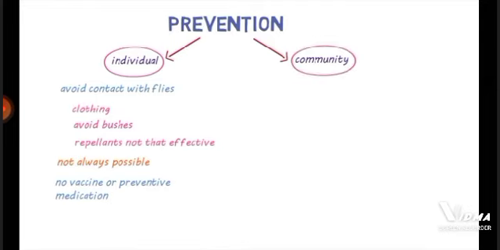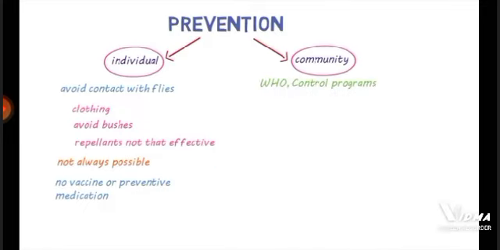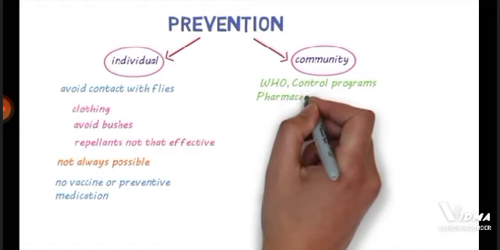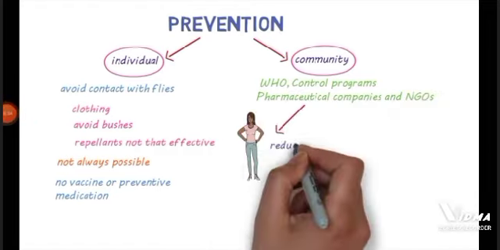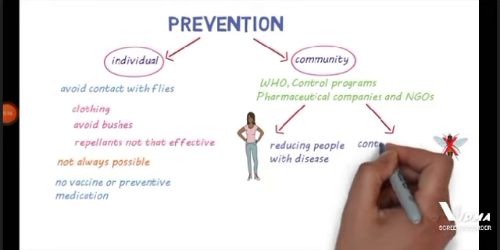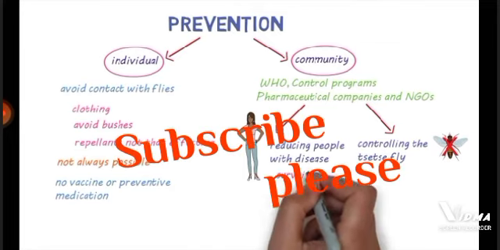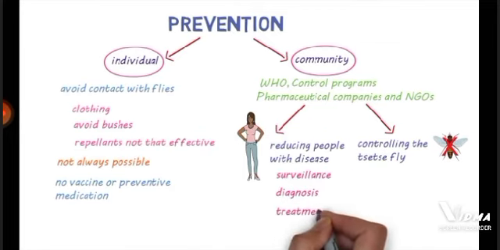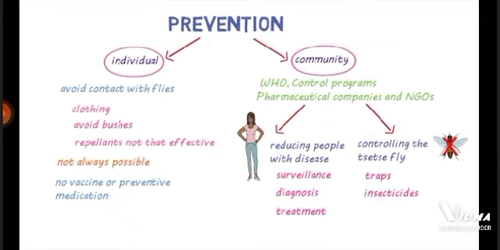Intense efforts to control the disease have been led by the World Health Organization, national sleeping sickness control programs, and others such as pharmaceutical companies and non-governmental organizations. They focus on two areas: reducing the number of people with disease and controlling tsetse flies. Reducing the number of people with disease needs good surveillance, diagnosis, and treatment that is effective, prompt, and accessible. Controlling tsetse flies is usually done by insecticide-impregnated traps and application of insecticides to the resting sites of flies. Controlling the disease in animal reservoirs is generally hard to do.